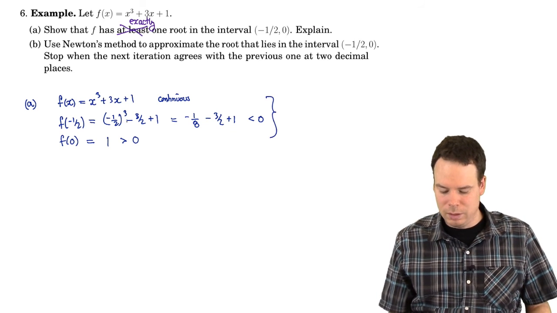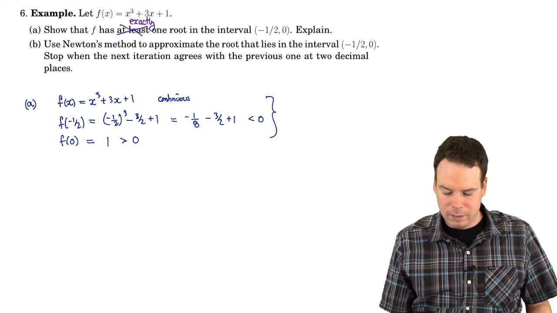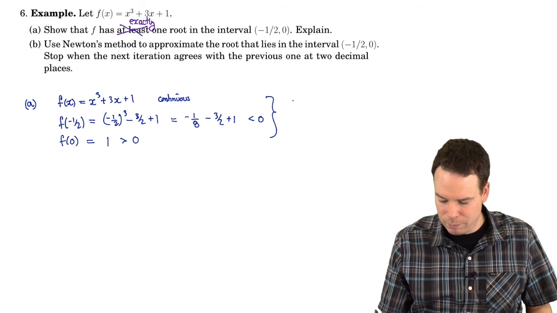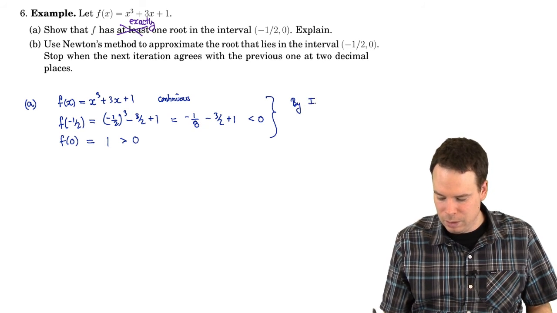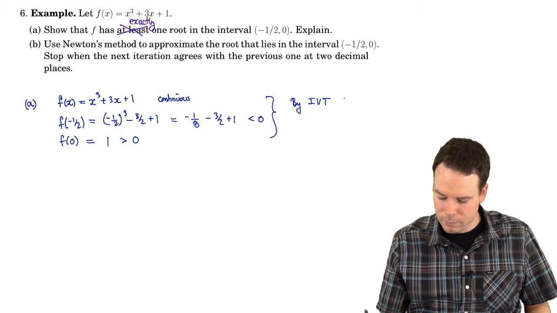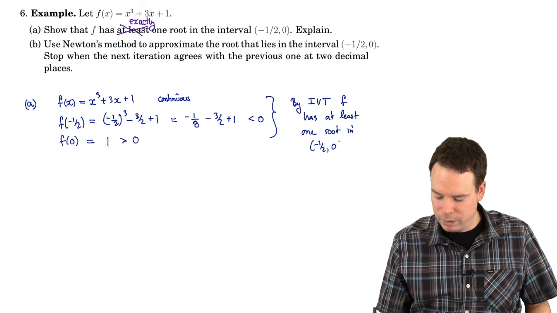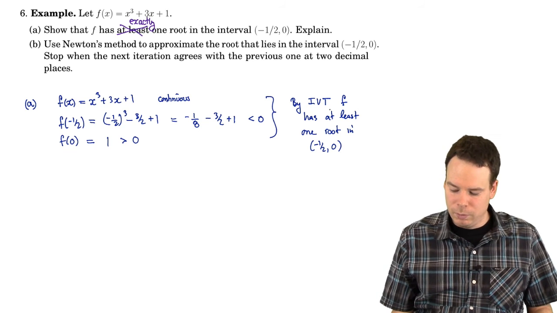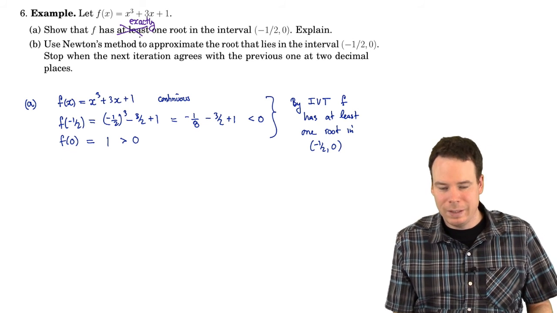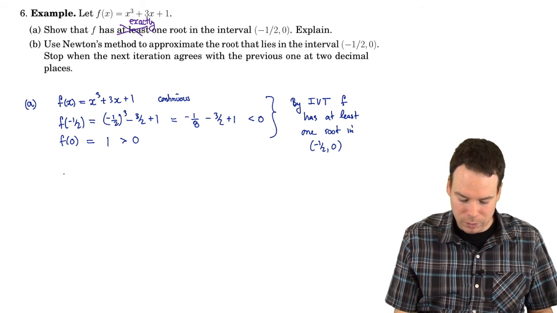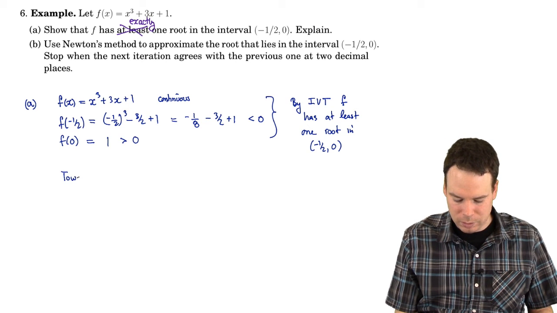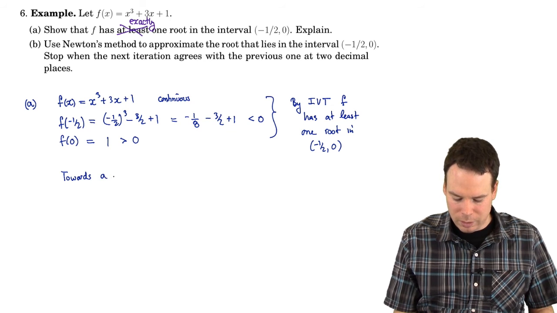So we have that it's continuous on an interval, it's negative at one endpoint, positive at the other endpoint. So by the intermediate value theorem, f has at least one root in the interval -1/2 to 0. We have at least one root. Okay, but we want to show that it has exactly one root. So what we're going to do is we're going to just suppose that there's more than one root. And we're going to try to get a contradiction.